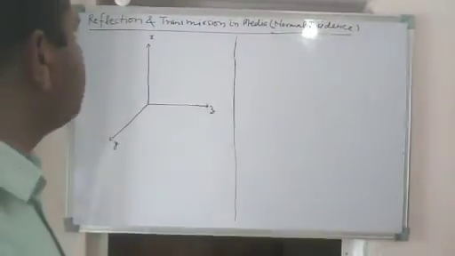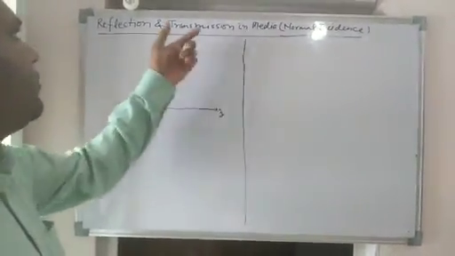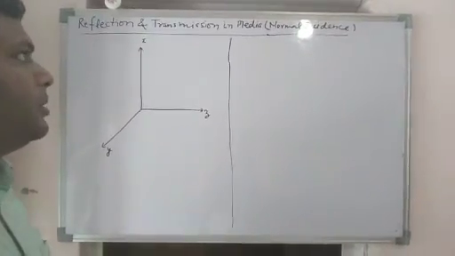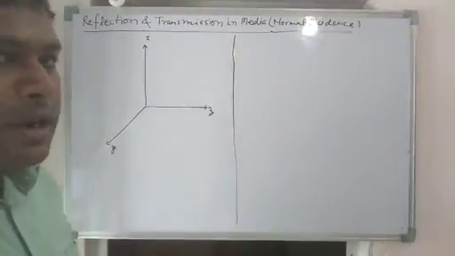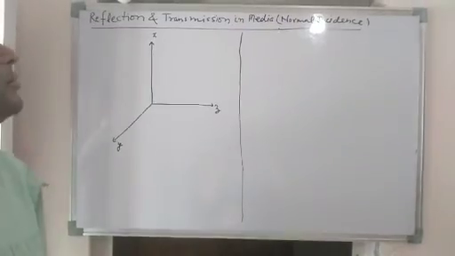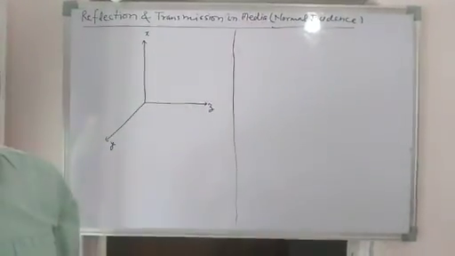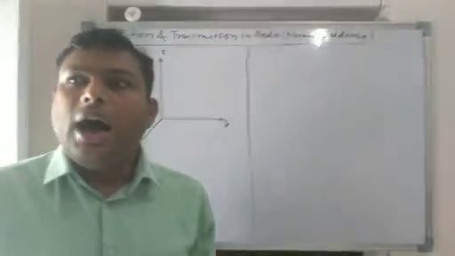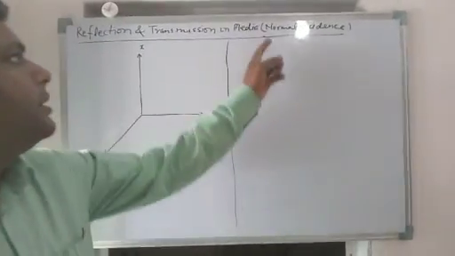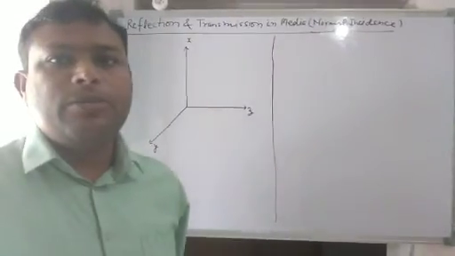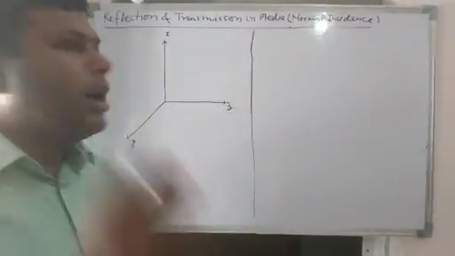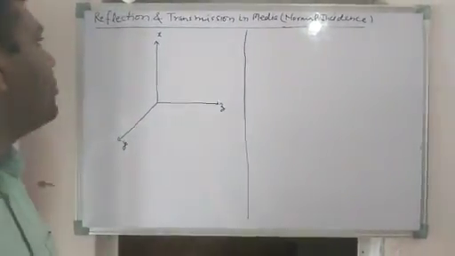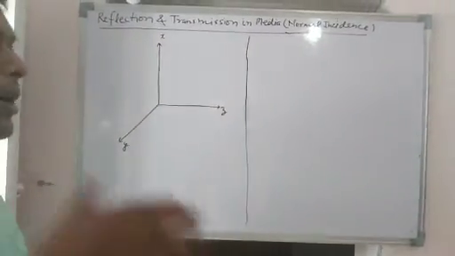Hello everyone. So today we are going to discuss the reflection and transmission of an electromagnetic wave in the dielectric media. And for the sake of simplicity, I will assume the case where the electromagnetic wave is incident normally to the plane of propagation. Okay, so what does it mean?